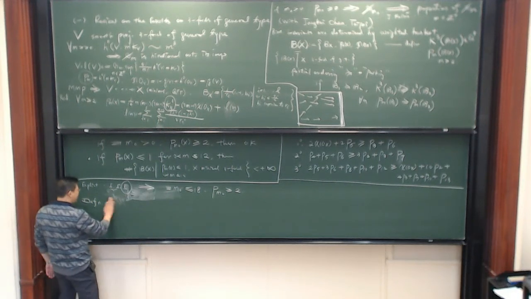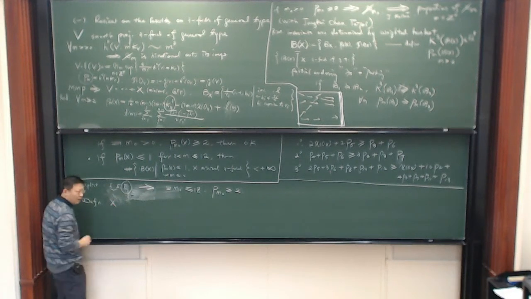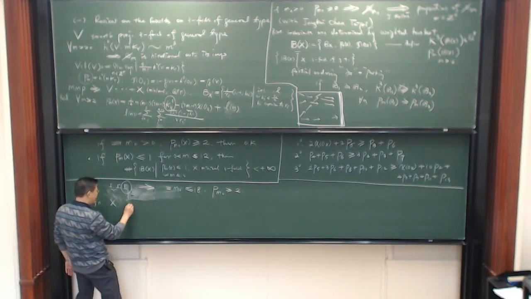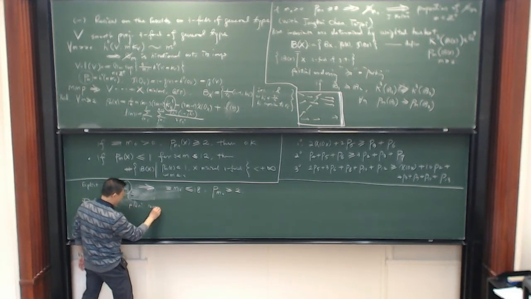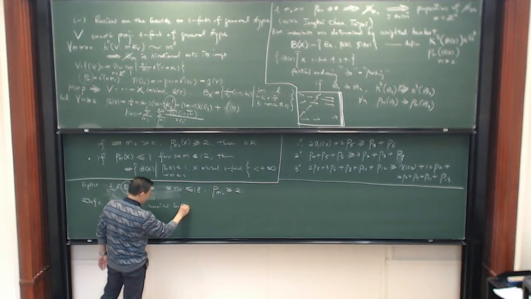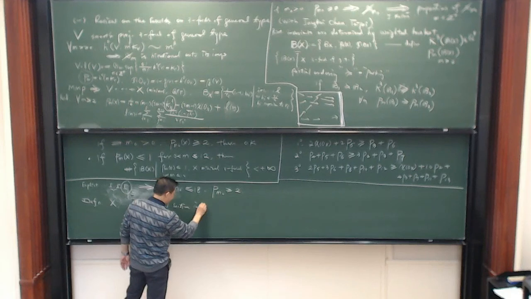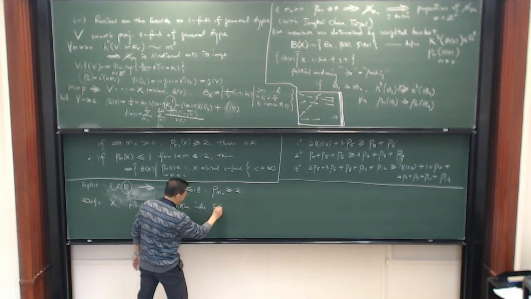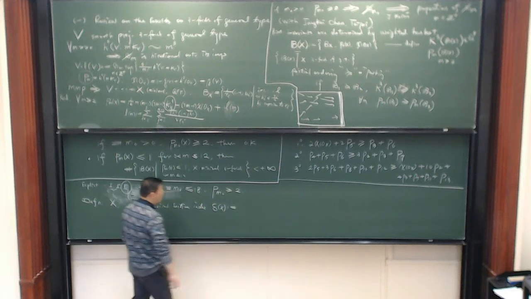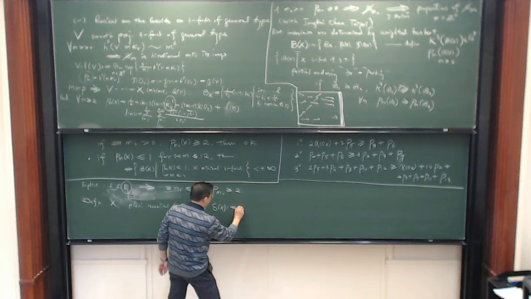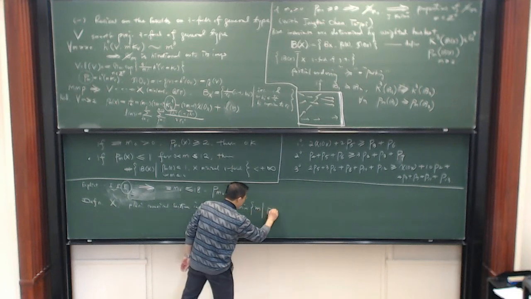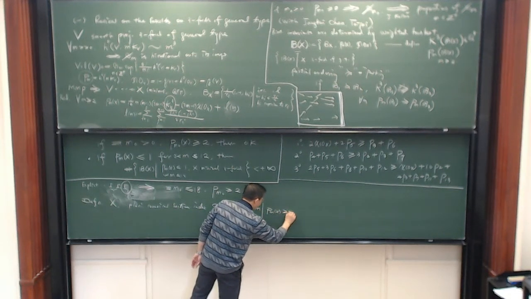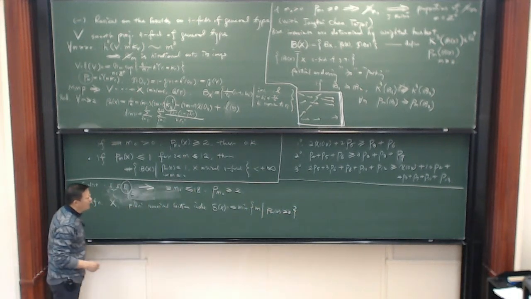Given a threefold of general type, say X, I will define the pluricanonical section index, say delta of X. This means the smallest number m so that Pm of X is larger than or equal to 2.